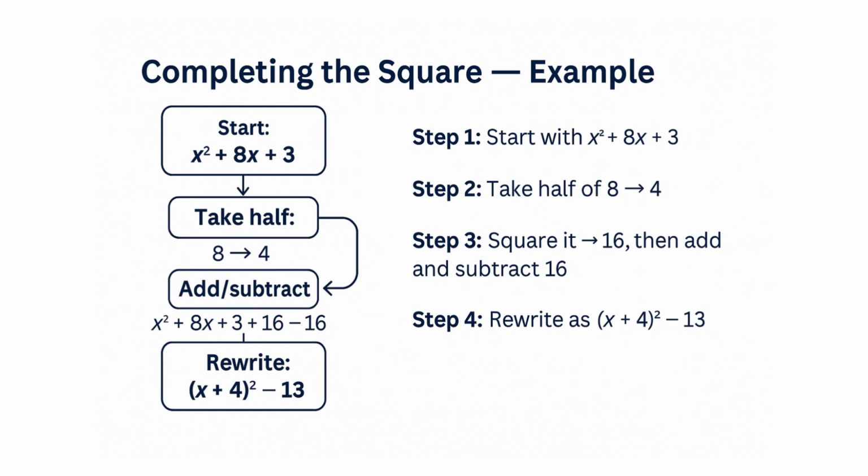The first three terms form a perfect square, (x plus 4) squared. The remaining constants give us -13. So the final result is (x plus 4) squared minus 13. This example illustrates that even when the numbers aren't perfect or symmetric, the completing the square method still produces a clean and readable vertex form expression.